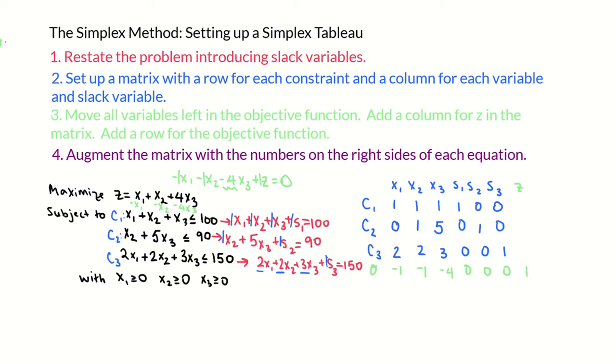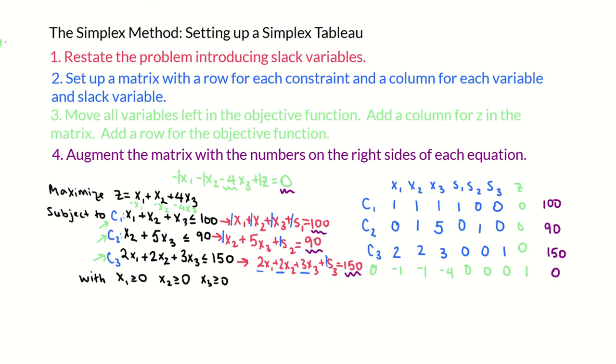Now also in the z column, since z doesn't appear in any of the constraint equations, we can put zeros for z in those equations. Okay, that's step 3. Step 4 is to augment this matrix with the numbers on the right side of each equation. So that means the number for constraint 1 is 100. For constraint 2 is 90. For constraint 3 is 150. And then the number on the right side in the objective function was 0.